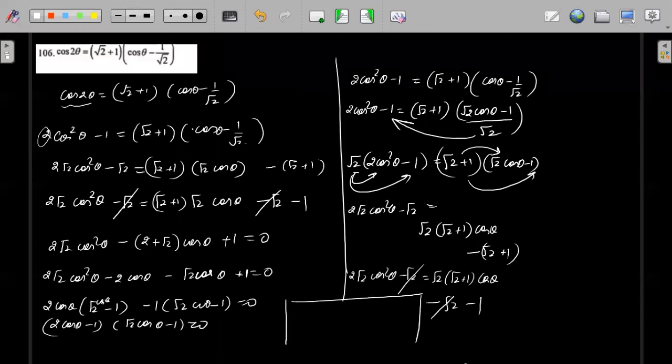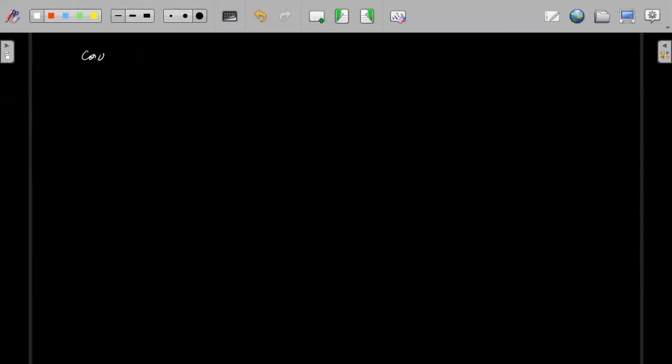So that means either cos theta is equal to 1 by 2 or cos theta is equal to 1 by root 2. So I will write the general solution for both.